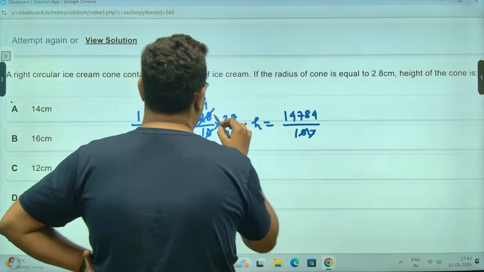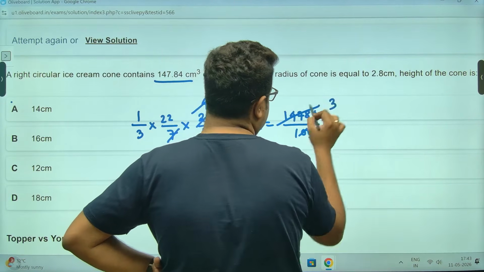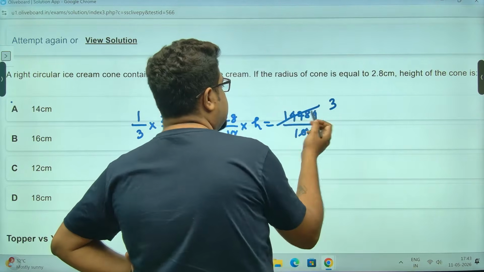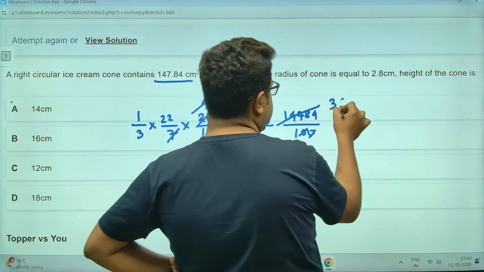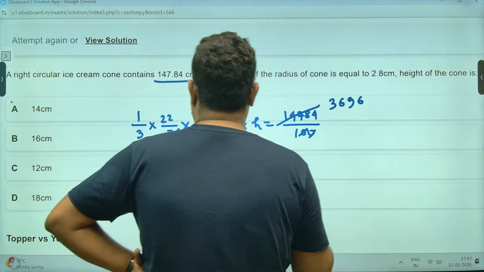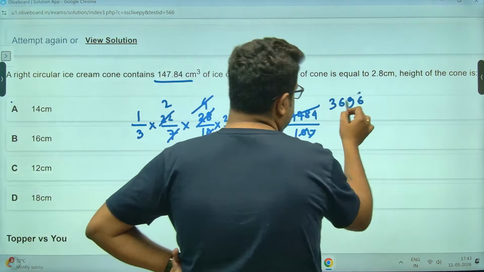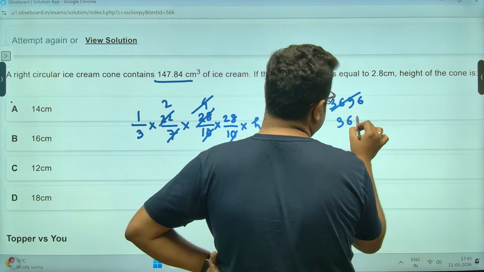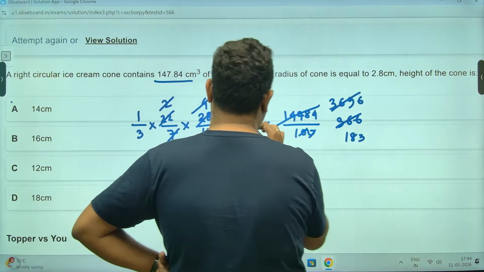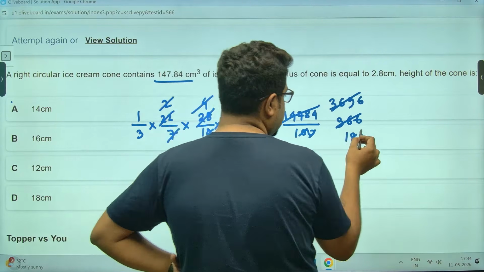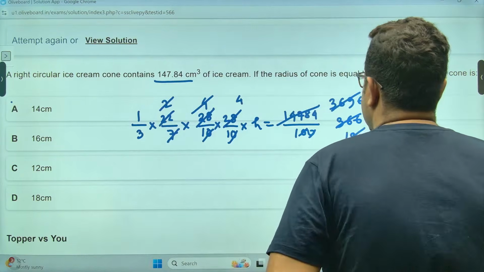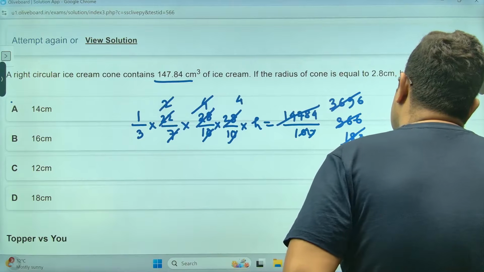Calculation करना ही पड़ेगा. 4 3s are 12, 27. 4 6s are 24, 38. 4 9s are 36, 24. Sir, 11 से पहले कर लो. 11 3s are 33, 39. 6 6. 183, sir. Sir, I'm not getting something.